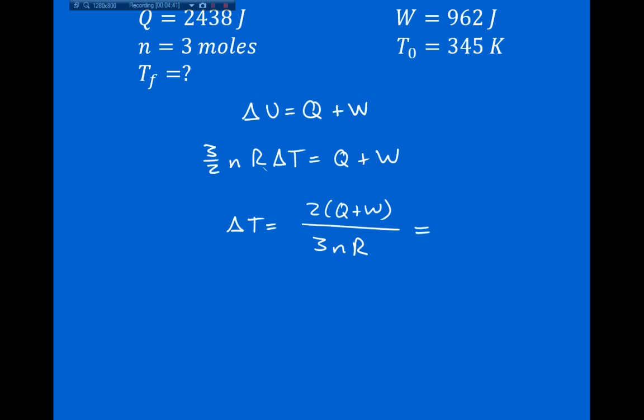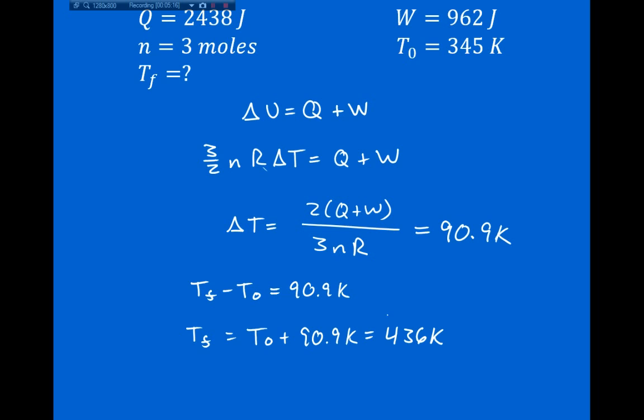And if I plug all these numbers into a calculator, so if I plug 2,438 joules in for the heat, and I plug 962 joules for the work, I'll see that this is going to be equal to 90.9 Kelvin. So that's the change in the temperature. Now remember, we were asked to find the final temperature. So change in temperature is final temperature minus initial temperature, and this is 90.9 Kelvin. So the final temperature is equal to the initial temperature plus 90.9 Kelvin, or 436 Kelvin. So this is the final temperature of the gas.